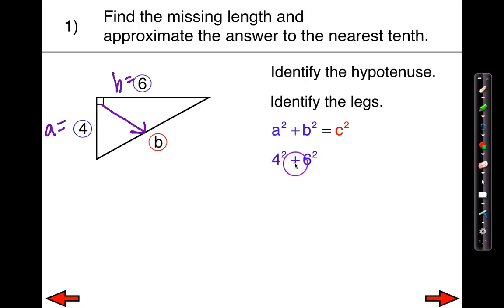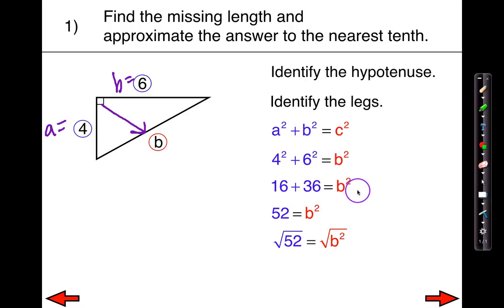So here we have 4 squared plus 6 squared equals the hypotenuse squared, which is b squared, leaving us with 16 plus 36 equals b squared. Simplify 16 plus 36, it's 52. We're almost done. Since we have 52 equals b squared, we're just going to take the square root of both sides and be left with the square root of 52 is b.